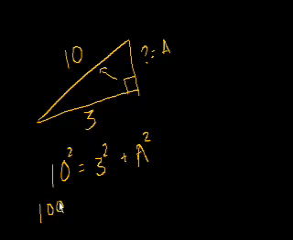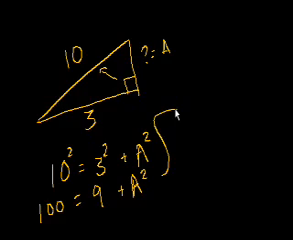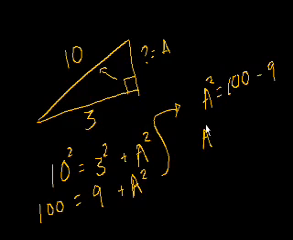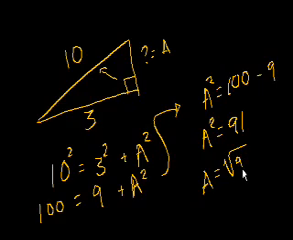Well, this is 100 is equal to 9 plus a squared, or a squared is equal to 100 minus 9. A squared is equal to 91. So a is equal to the square root of 91. And I don't think that can be simplified further either. See, 3 doesn't go into it. I wonder, is 91 a prime number? I'm not sure. As far as I know, we're done with this problem. Let me give you another problem.